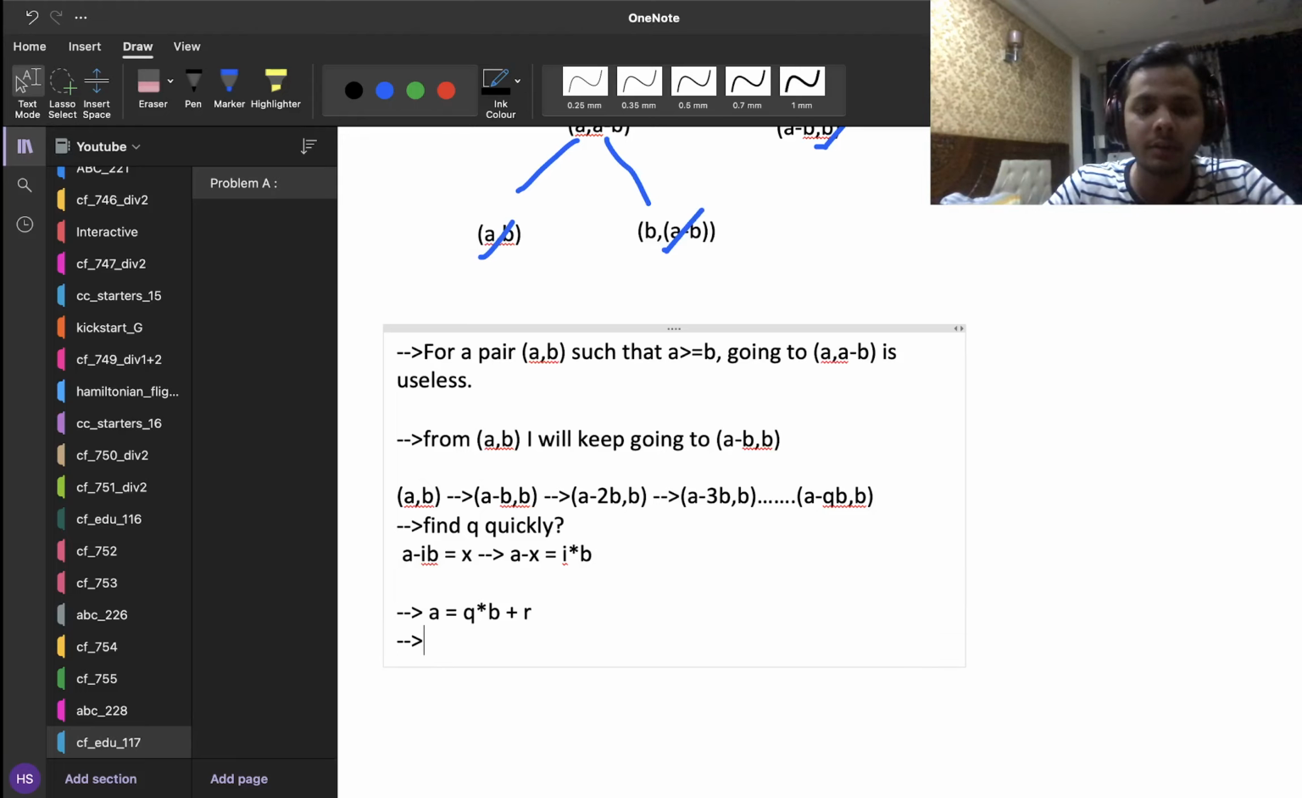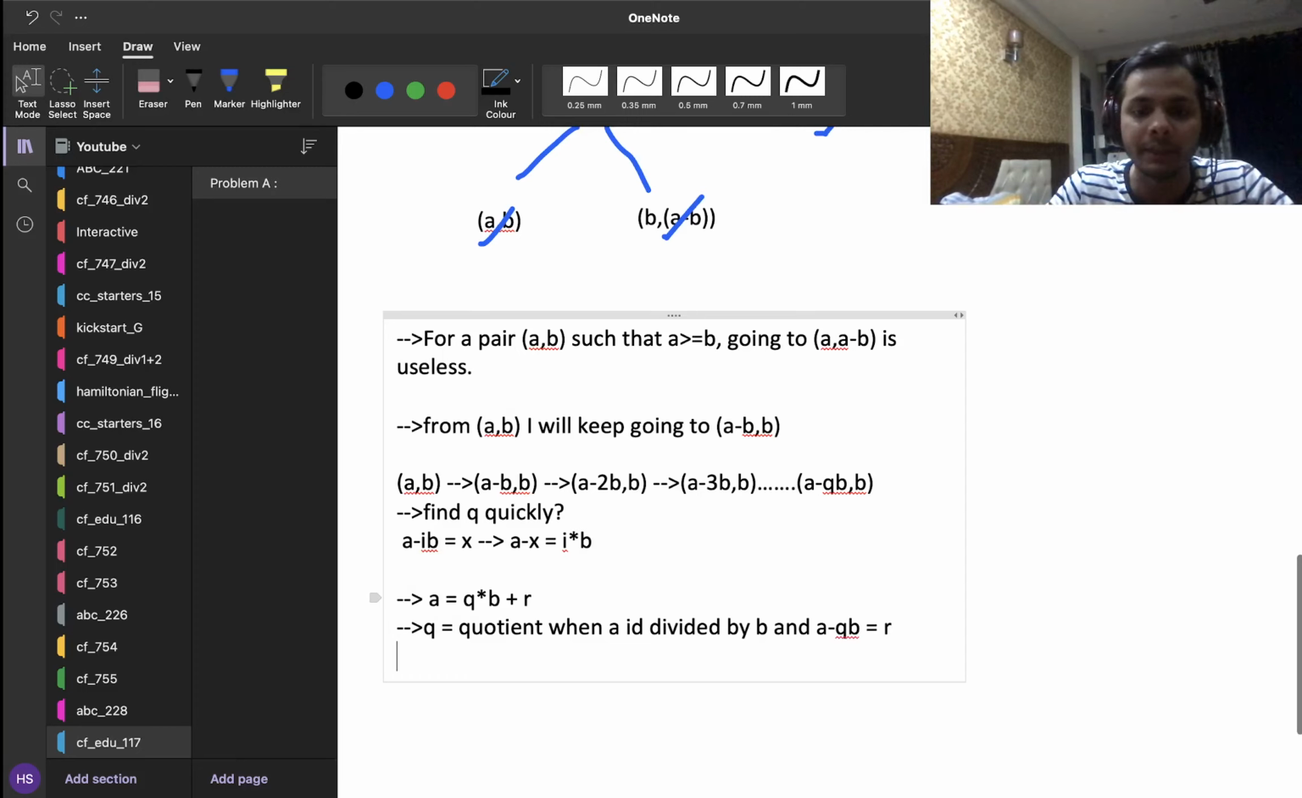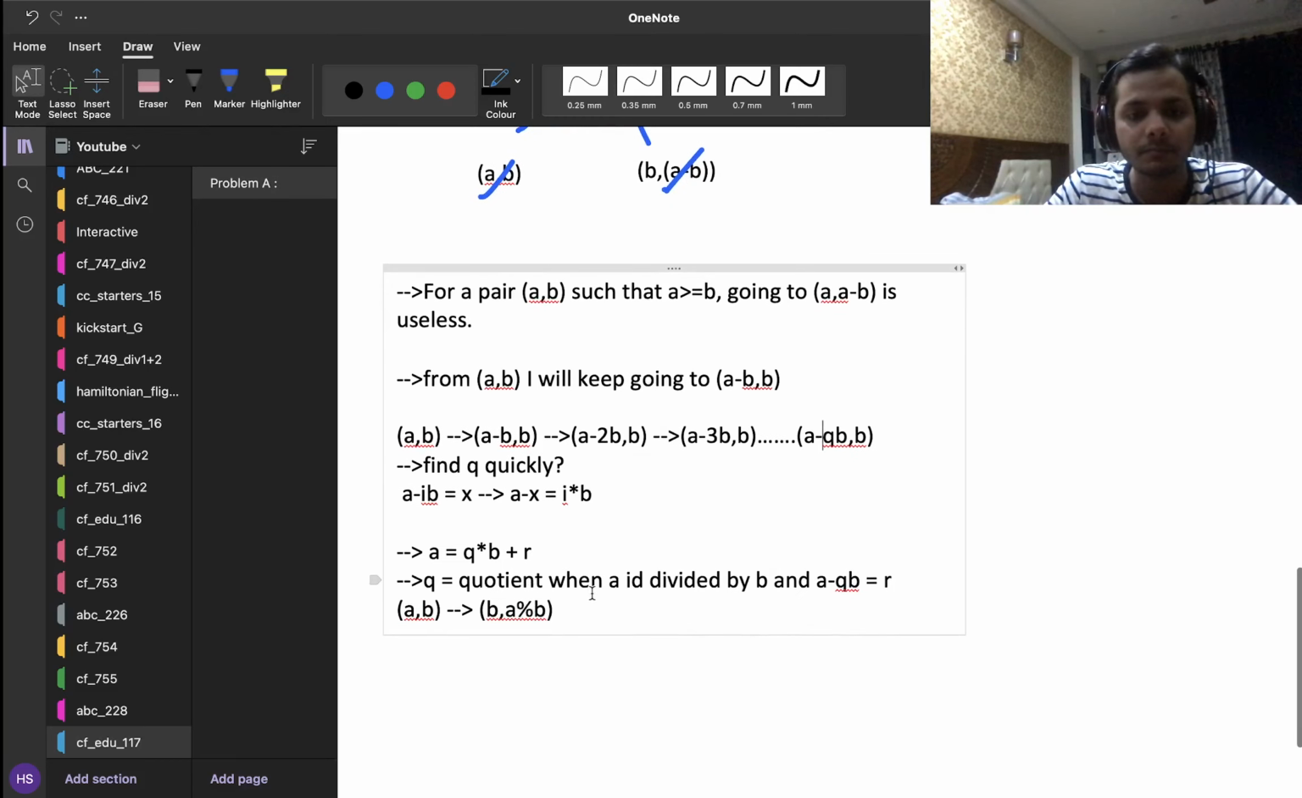So it turns out that q is equals to the quotient when a is divided by b, and a minus qb consequently will be just r, which is the remainder when a will be divided by b. So that means from a state a comma b, what I can do is I can transport to a state b comma a mod b. So you can see here a minus qb is just a mod b and b is just b, right?